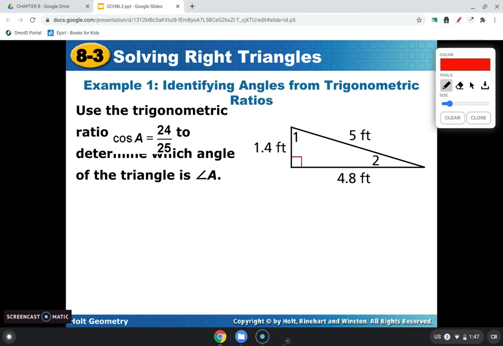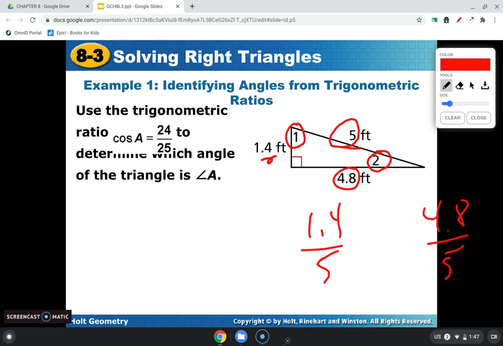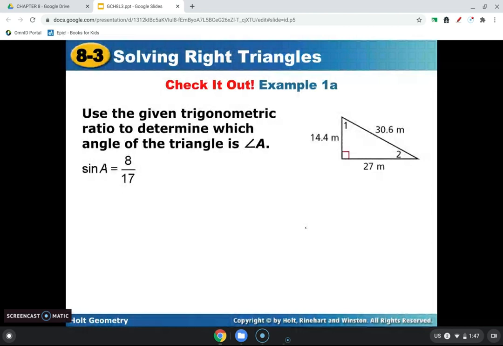All right, use a trig ratio, cosine A equals 24 over 25, to determine which triangle is angle A. Well, if we look at angle 1, cosine would be adjacent over hypotenuse, which would be 1.4 over 5. If we look at angle 2, cosine would be 4.8 over 5. So which one of those ratios is the same as 24 over 25? Well, that's really close to 1, so you could see that this would be 4.8, which would mean angle A would correspond with angle 2. All right, so set it up, see which one is the same.